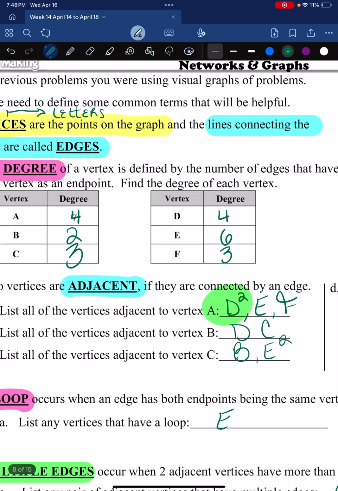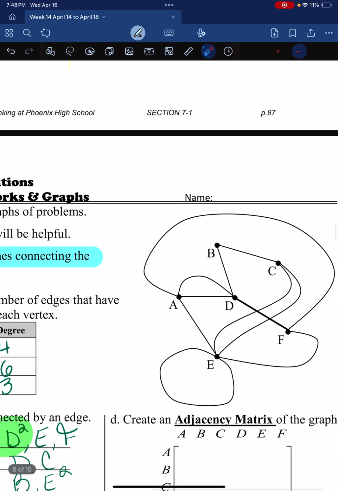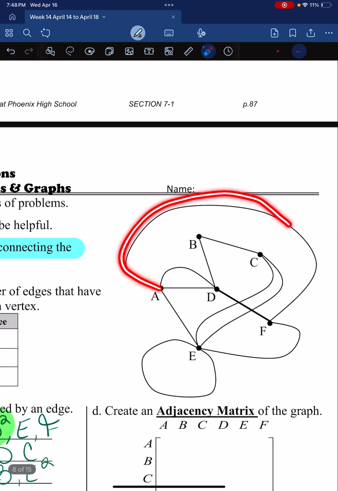So when we look at our picture, we can see what is adjacent to A. 2 connect from A to D. We have one that connects from A to E, and one from A to F. So we can see over here, A to F, A to D, and the second one that goes from A to D. Then we also have that A to E.